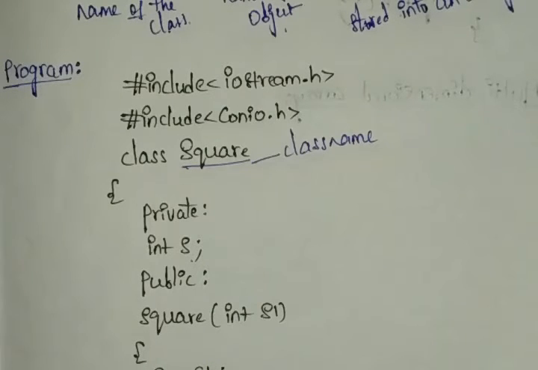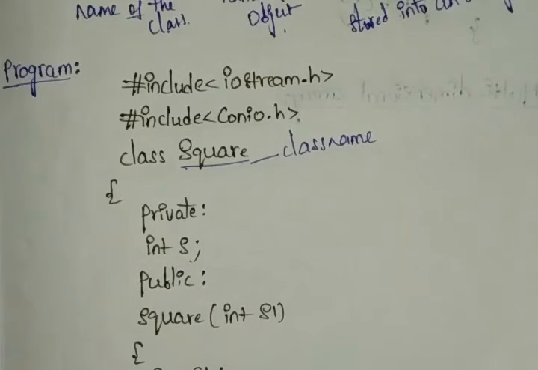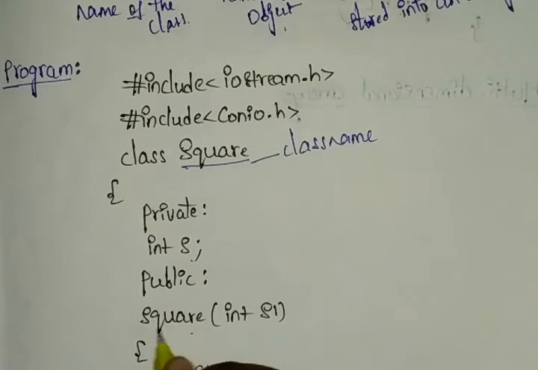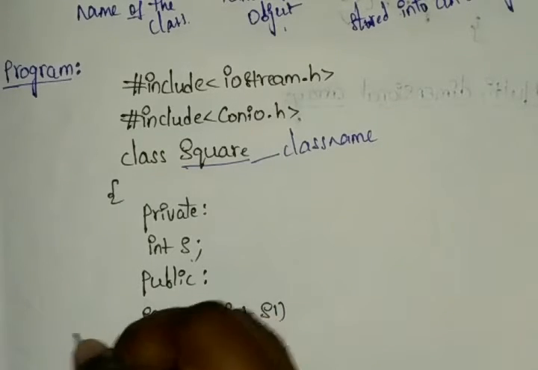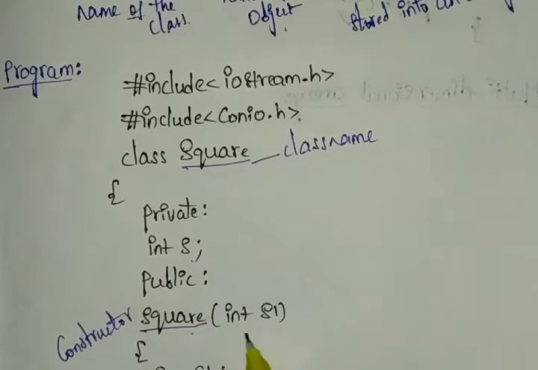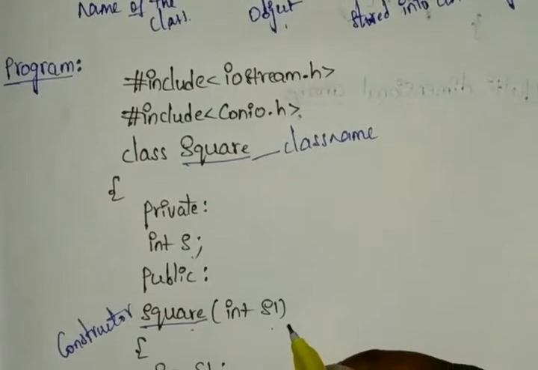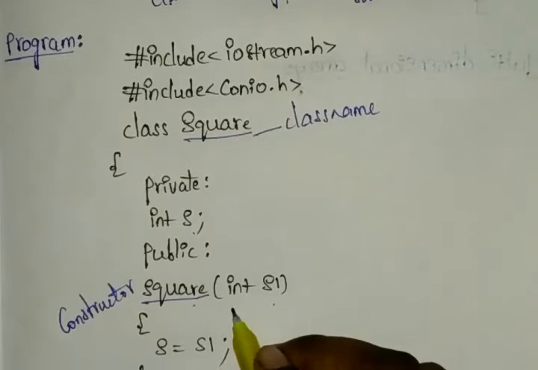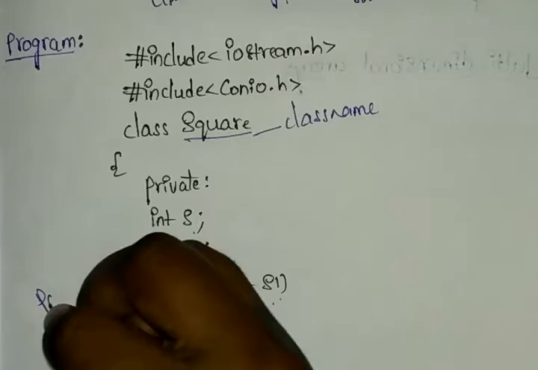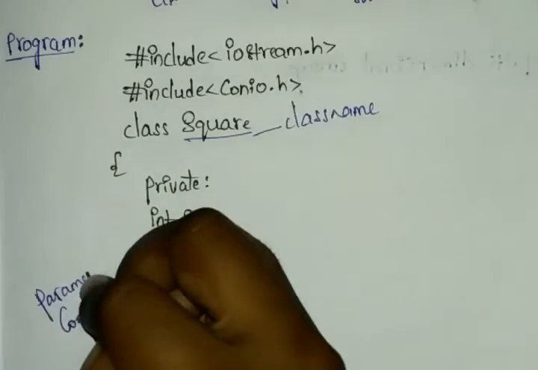So how can we identify it? The constructor name is similar to the class name, right? Here we have the constructor, and you can see we passed some parameters, like int s1. So we can also call this a parameterized constructor.